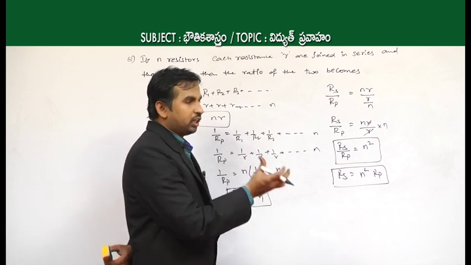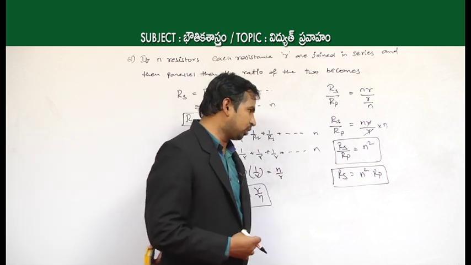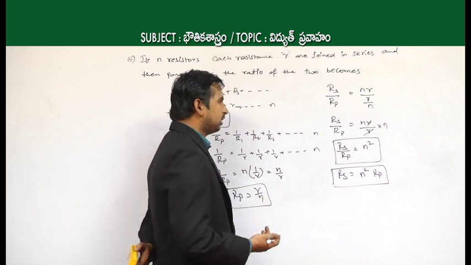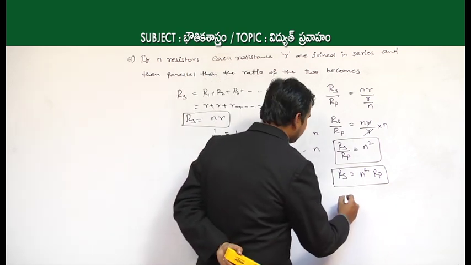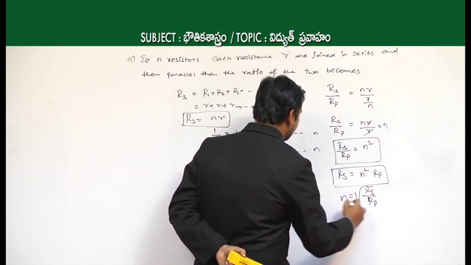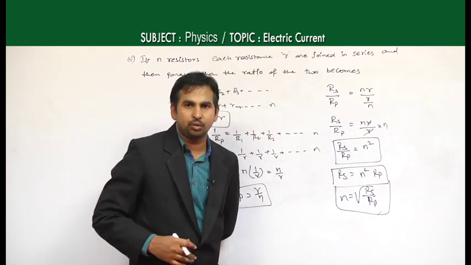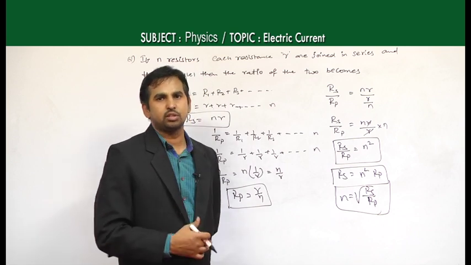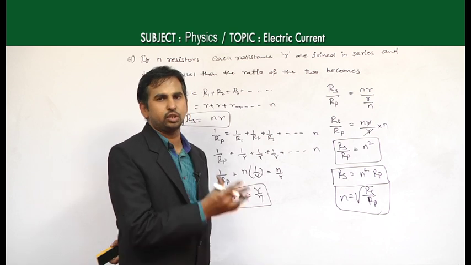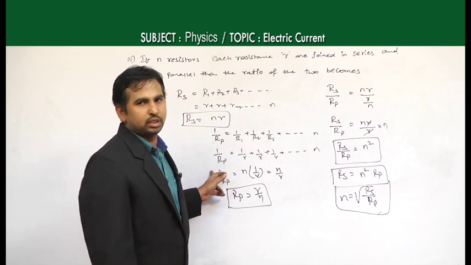In this case, if you are taking an equal number of resistances, it is very clear that Rs is equal to n square times the Rp value. Or if you want to find the n value, we can easily find it: n is equal to the square root of the equivalent resistance in series divided by the equivalent resistance in parallel. Taking the root gives how many resistances are used. Like this, depending on the given condition, whether it is series or parallel, we can find the different cases of resistance.